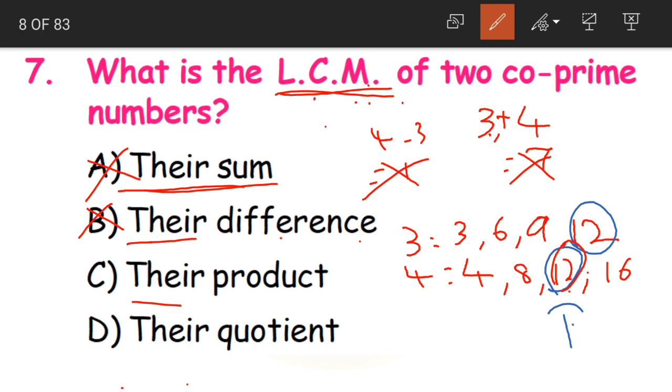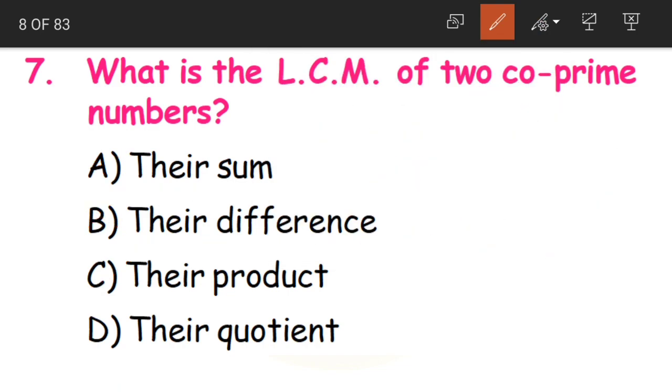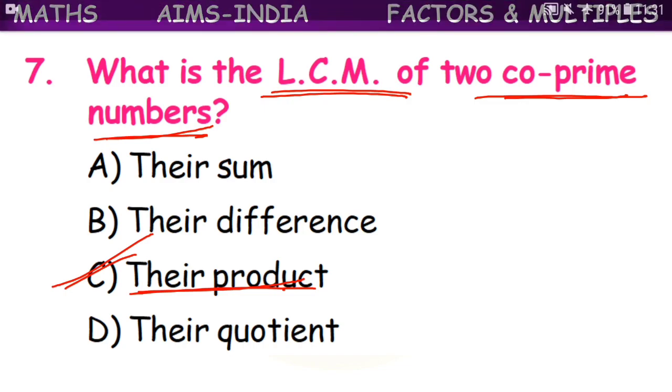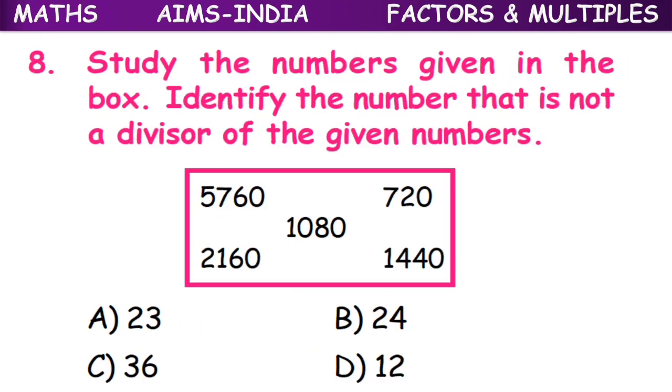Coming to C, their product. 3 into 4. 3 into 4 becomes what? 12. Yes, it is our least common multiple. So option C becomes our correct answer. Okay. So if you don't know how to solve these kinds of problems, then you can follow this method, children. Take any two co-prime numbers for example and see which is the least common multiple. So what can we understand from this? Always remember that the least common multiple of two co-prime numbers is their product. That means when we multiply both the co-prime numbers, we will get our LCM.